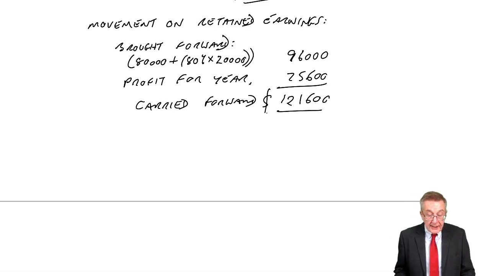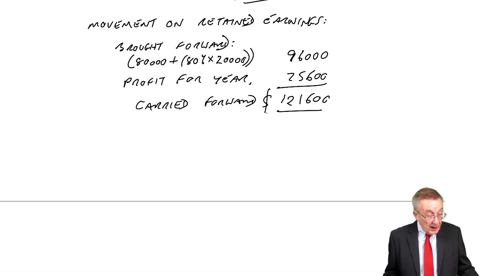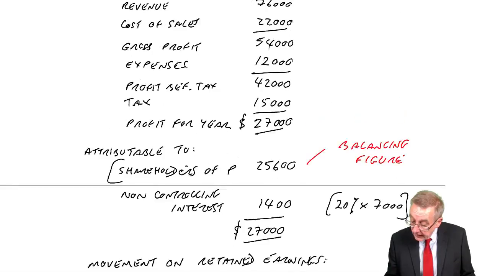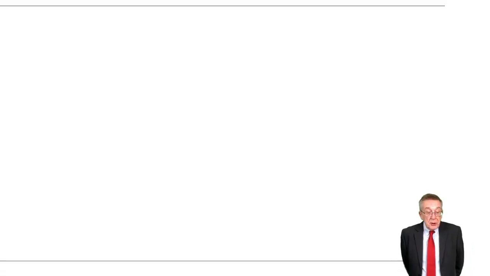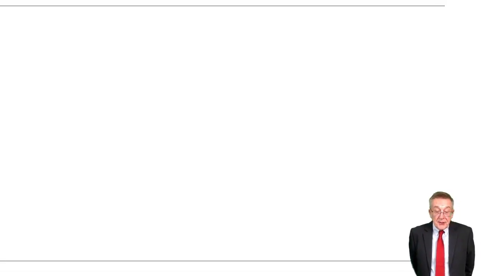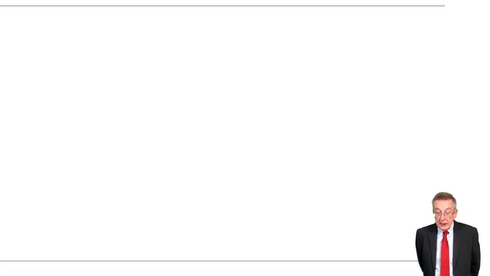All right, let's look at one more example on the next page. Let's make it slightly more interesting. Example 2. P acquired 60% of S on 1st of January 2008, at which date the retained earnings were 8,000. The respective statements of profit or loss of the two companies for the year ending December 2010 are as follows. So just like before, obviously different figures. And at the bottom, the movement on retained earnings. Well, let's have a go.